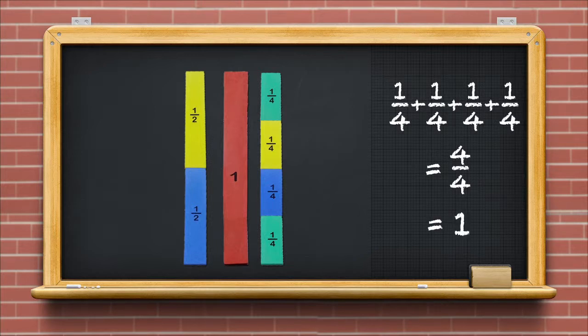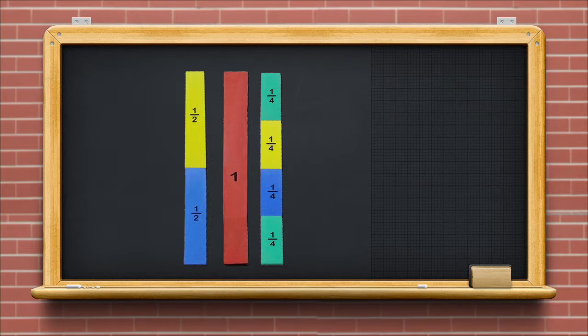From the above example, we can now see that 1 equals 2/2 and also equals 4/4. Thus, 2/2 and 4/4 are equivalent fractions as they have the same value, that is 1.